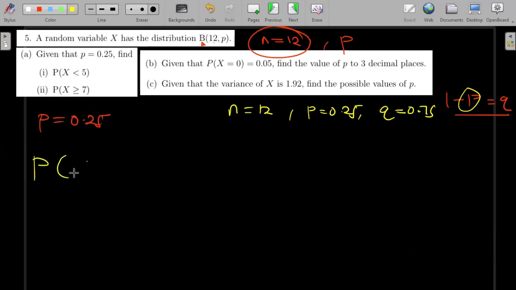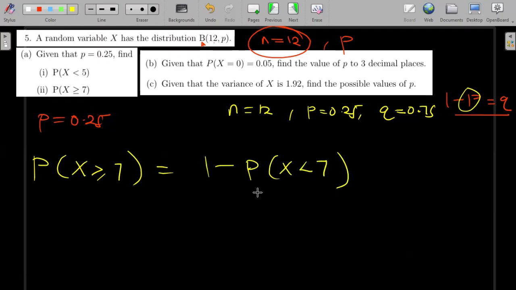So the probability that X is greater than or equal to 7. So whenever you say greater than, you have to convert it into a less than. So this here is the same as 1 minus the probability that X is less than 7. And then this one here, you repeat what we did. We start from 0 all the way up to 7. But I'm not going to do that. You should try it out.